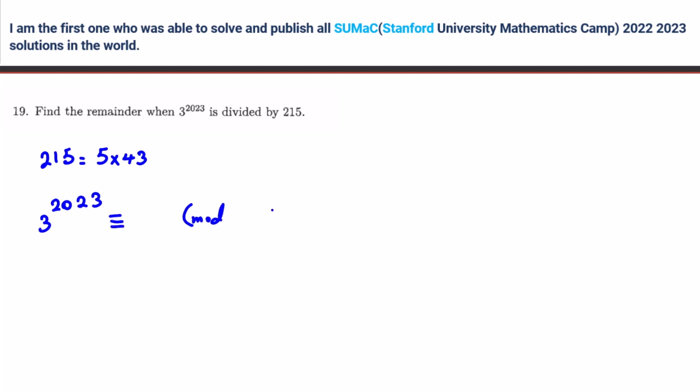Mod 5. Yes, and also you should find this mod what? 43. Yes, try to calculate mod these two numbers, and then after that we try to find mod 215, okay? Okay. So I know how to do mod 5.